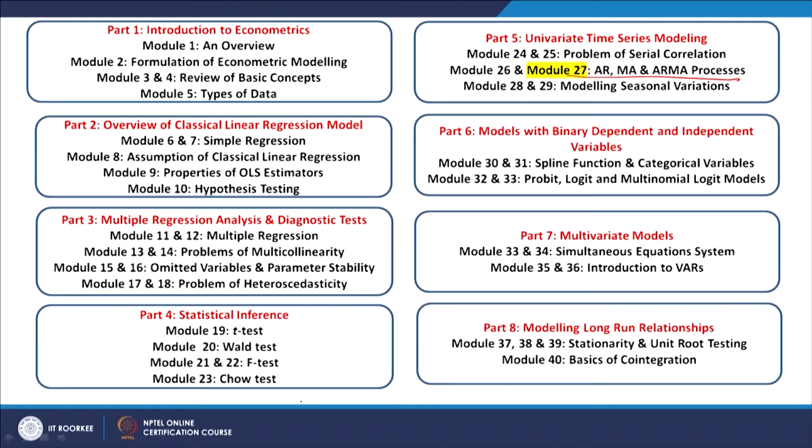This is module 27 of econometric modeling. In 26 we started discussing AR and MA processes. We had discussed primarily moving average processes, that is MA processes, and towards the end we also started discussing AR processes, that is autoregressive processes. Autoregressive processes of order 1 were probably introduced, and here I am going to continue with the discussion on AR processes further along with ARMA processes.